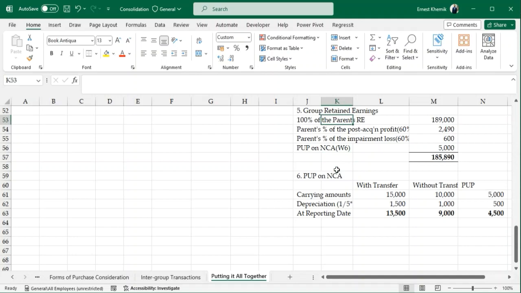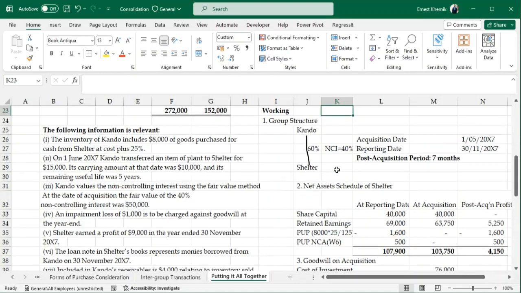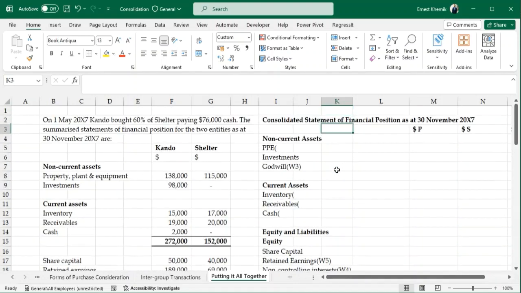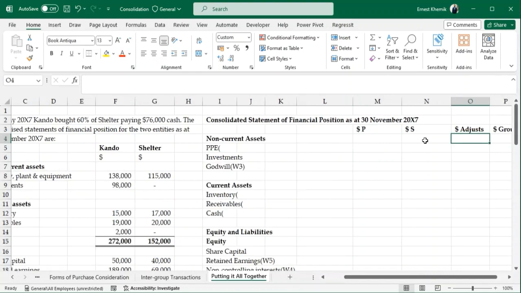So quickly, let's go and finish up the building of our consolidated financial statements. So for the non-current assets, as I said, whatever I'm going to put in these columns, if you are writing manually, please put them inside the brackets that I've created here. I don't want to make this video too long, so please bear with me.